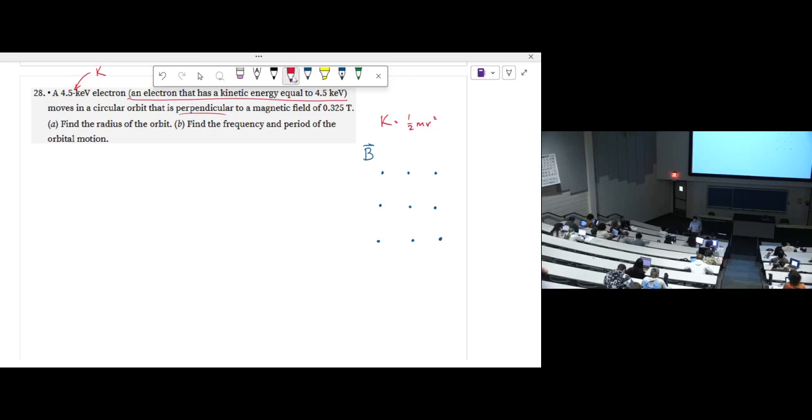And the velocity of the particle, let's say that the particle is here right now. Let's say it's executing centripetal motion about this point right here. So in what direction does the electron have to be traveling right now to be undergoing uniform circular motion perpendicular to the magnetic field in this case?